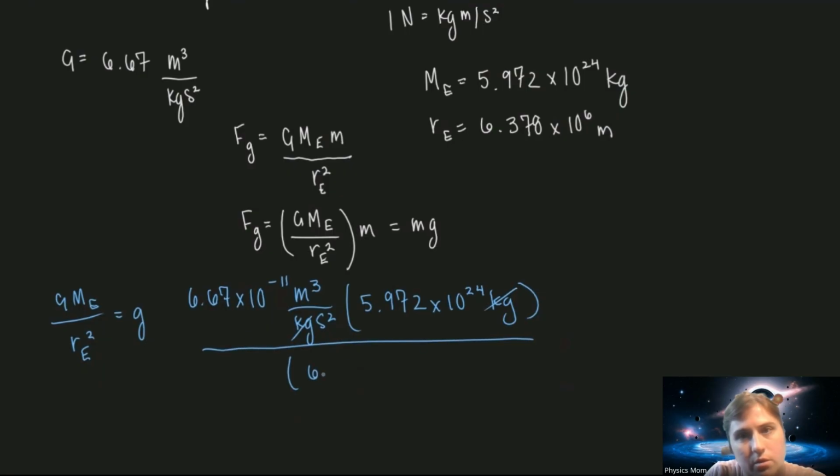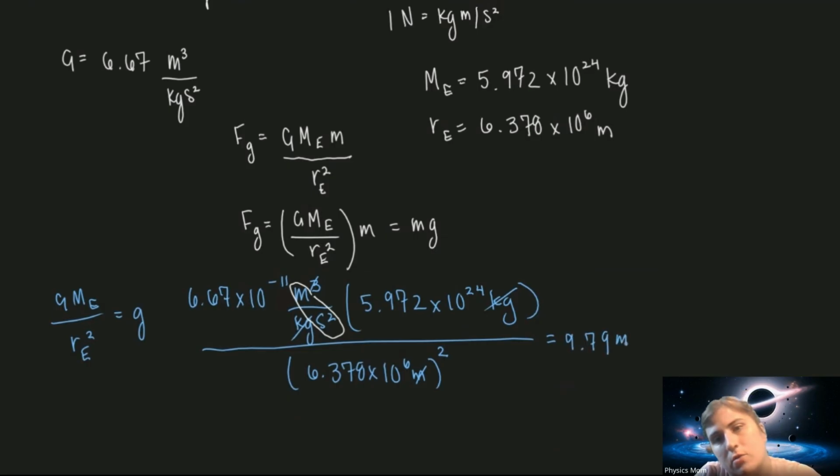The radius is 6.378 times 10 to the 6th meters, and that whole thing is squared. Since the whole value is squared, it also means meters squared on the bottom, which cancels with two of the meters on top. I'm just left with one meter. I'm left with a meter per second squared, which is the unit I want. That's how I know this is set up correctly. If I plug it into my calculator, I get 9.79 meters per second squared.